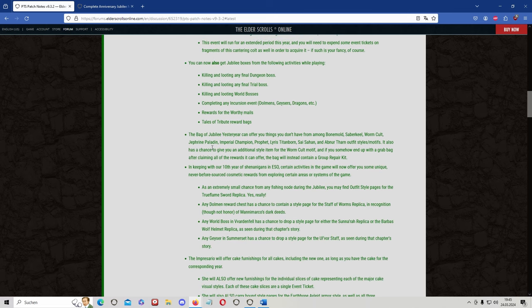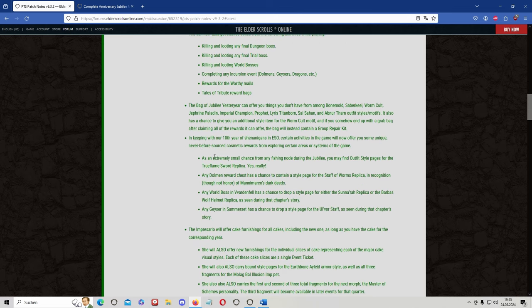This is not all yet though. ZeniMax put 5 new style pages to find during the event as well. These are very special, and the first one is the True Flame Sword replica from any fishing node with an extremely small chance. Second, any Dolmen Reward chest can drop the Staff of Worms replica. And third, the World Boss in Vardenfell has a chance to drop either the Sunara replica or the Barber's Wolf Helmet replica style page. And lastly, any Gazir in Somerset has a chance to drop a style page for the Ulver's staff.